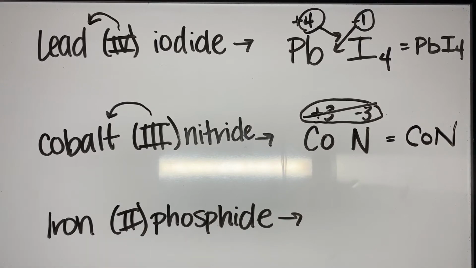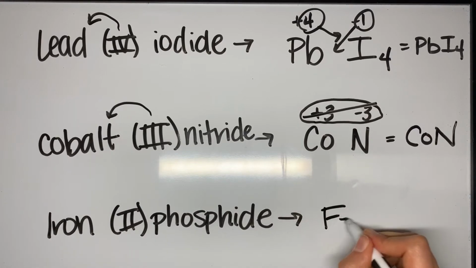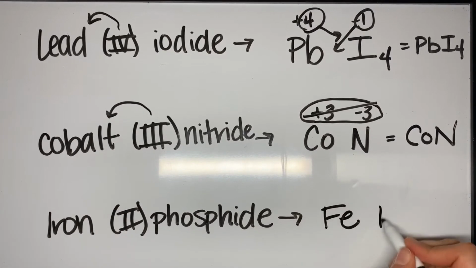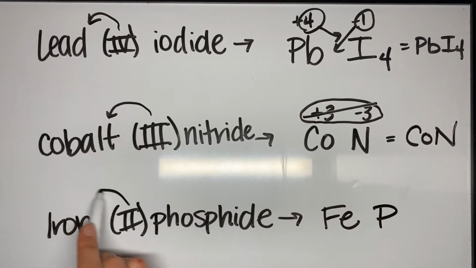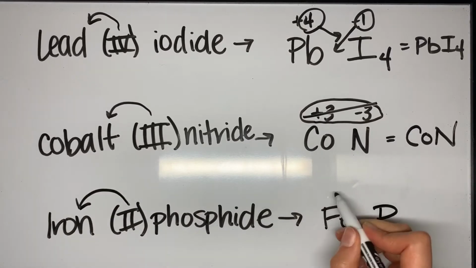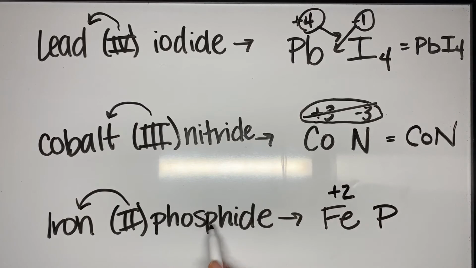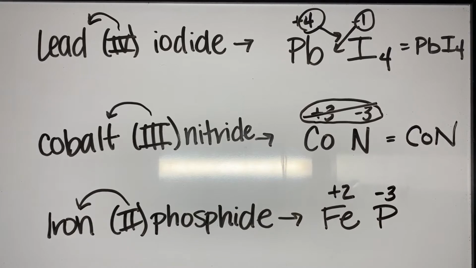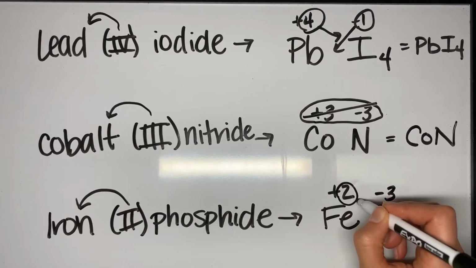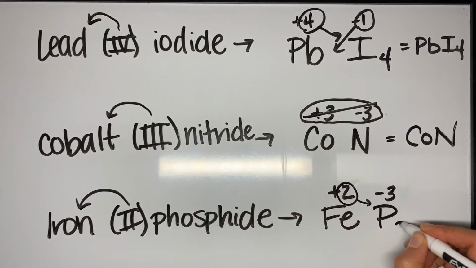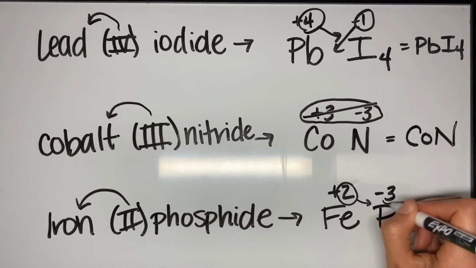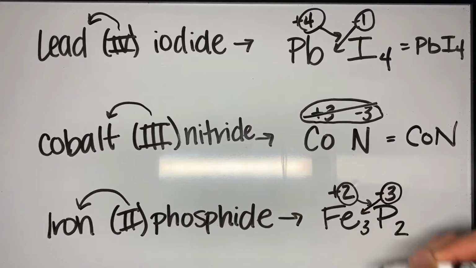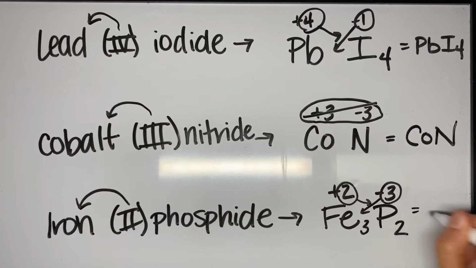For this third one, iron is Fe, phosphide is P. Iron, we are told, has a +2, and phosphide is in group 15 as well. It's going to have a -3. Now we're going to crisscross, so the 2 above the iron goes down as a subscript on the phosphorus, and the 3 above the phosphorus goes down as a subscript on the iron to give us a final formula of Fe3P2.